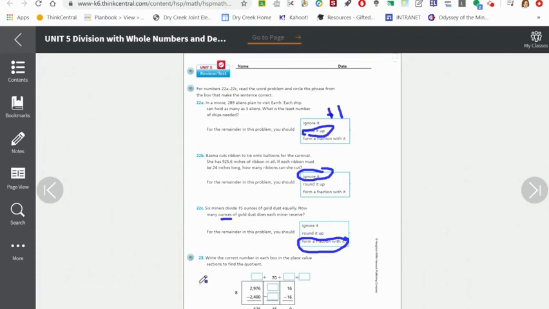All right, number 23. Write the correct number in each box and the place value sections to find the quotient. So this is 2,976 divided by 8. So 8 times what is going to give me 2,400? So 8 times 300. So I place 300 in the first box. Plus 70. So then I got to take my answer, which was 576. I write the 576 that I got there, and then I'm going to subtract the 7 times 8, which is 56. So it'd be 560. So the 560 goes there.